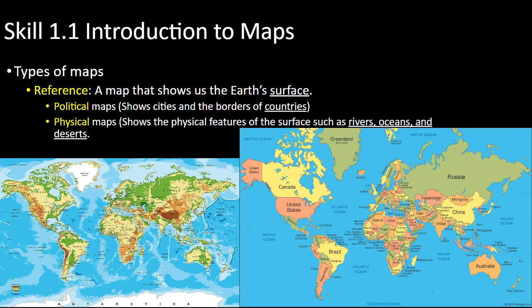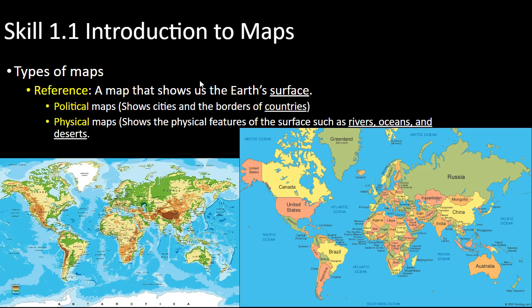Hopefully by now, I assume you're at least 14 years old and you've seen a map. So what you see here are maps, for those of you who don't know. There are two types of maps. The first is called a reference map. A reference map shows you the Earth's surface, and it can do that in multiple ways, but the two ways that you're going to see in this class is either political maps or physical maps.